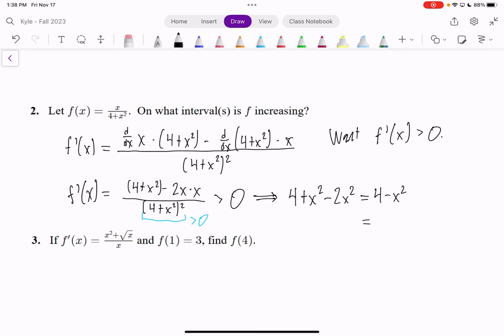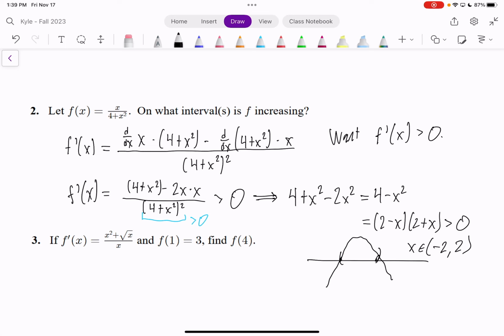We can factor that as a difference of squares, so we'll get 2 minus x times 2 plus x, and we want this to be bigger than 0. So let's take a look at our graph. We'll think back to our quadratics. We'll have a root at 2 and at negative 2, and this is going to open downwards. So it's bigger than 0 on the open interval from negative 2 to 2. So x is on the open interval negative 2 to 2.